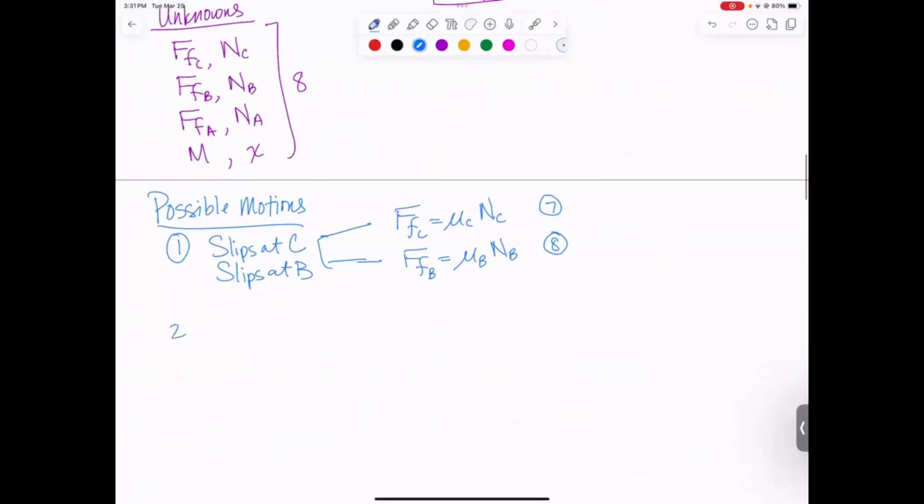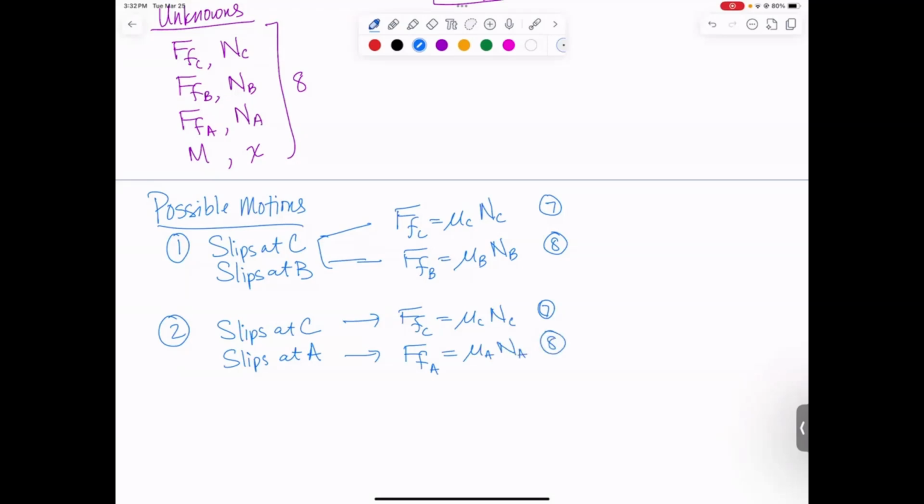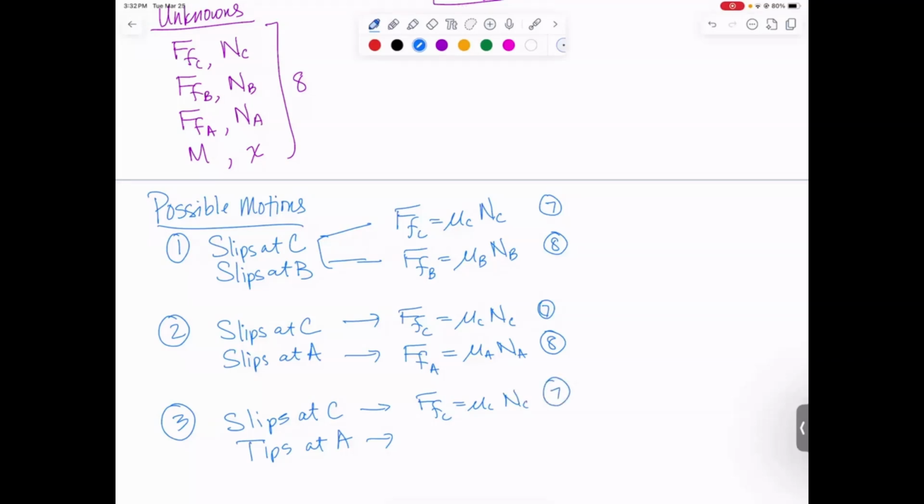The case 2 that I just mentioned is it still slips at C, but it doesn't slip at B. Instead, it slips at the ground, which is A. So then you would still use your friction at C equals coefficient C times normal at C. So same equation 7, but then for your equation 8, you use the friction force at A is the coefficient at A times the normal at A. There's 8. Case 3 assumes it slips at C and tips at A. So slipping at C is still a friction force at C is coefficient at C times normal at C. That's still equation number 7. And then tipping at A, the condition for tipping is when X is equal to 100 millimeters or 0.1 meters. So that's your 8th equation.